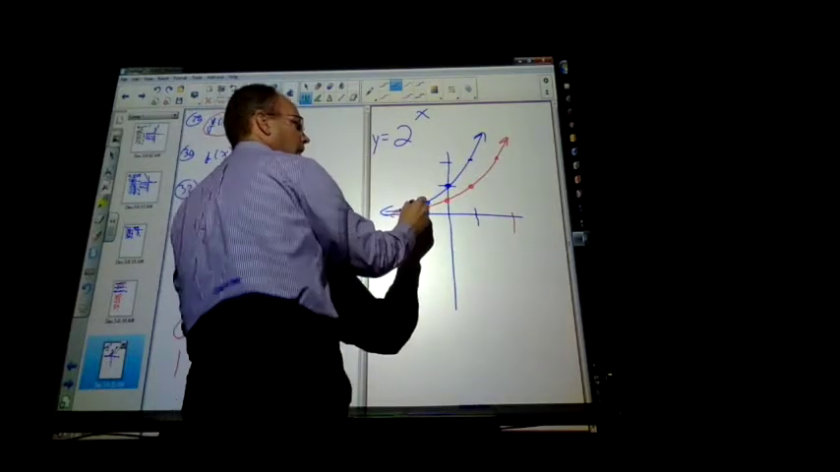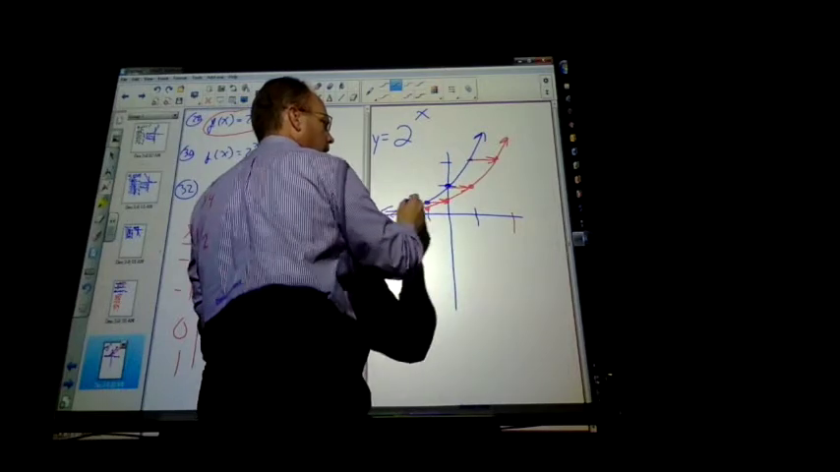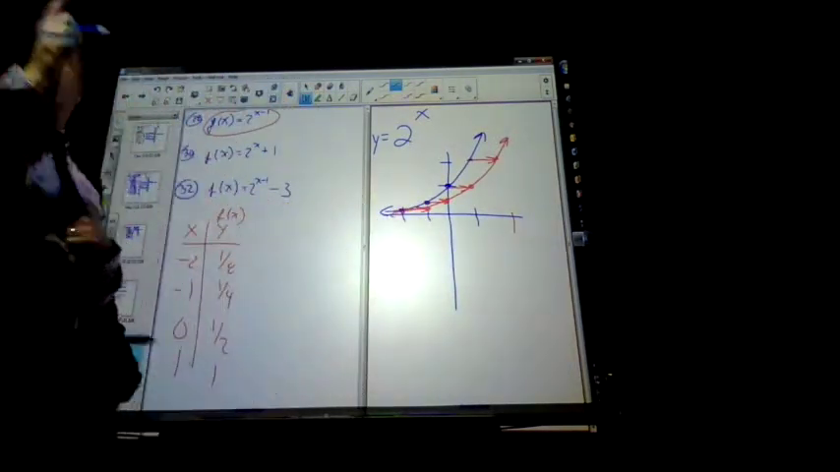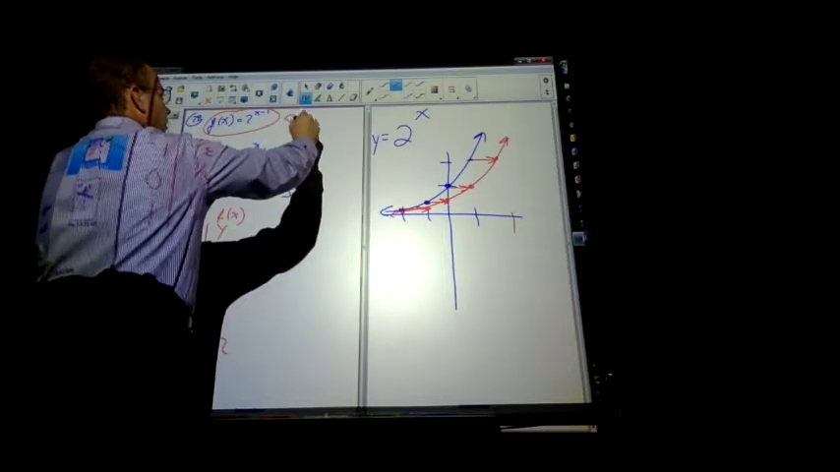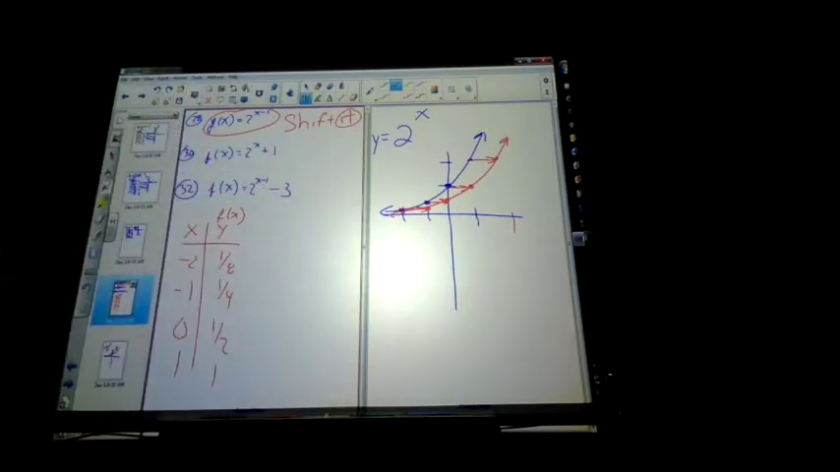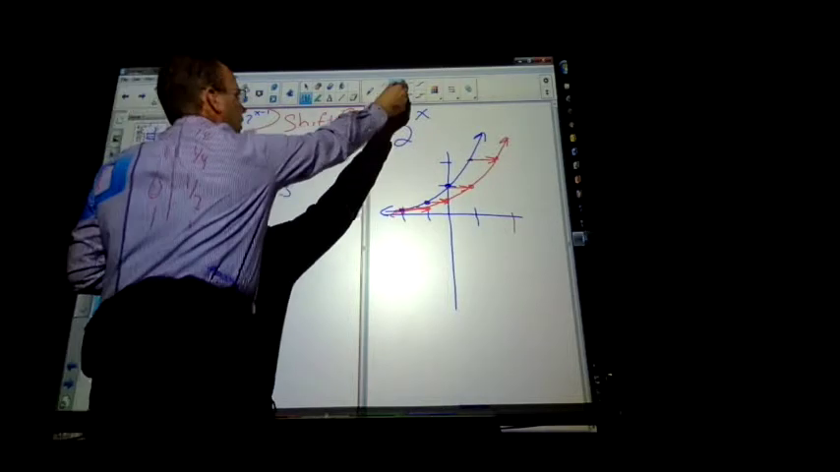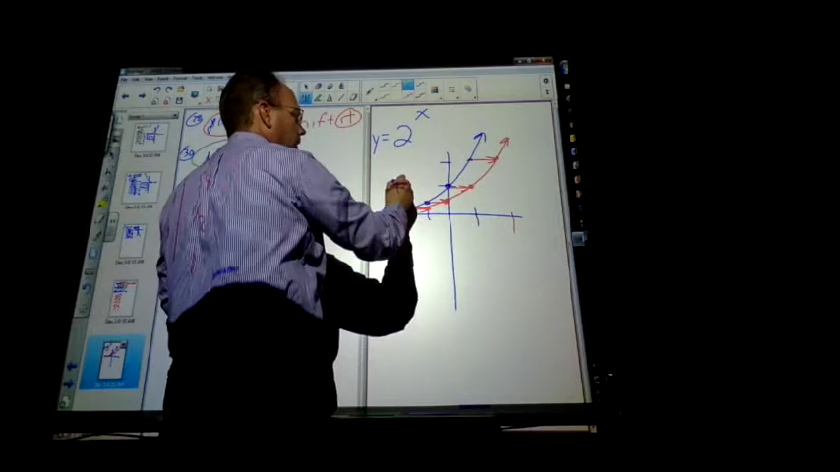So a few things to look at. I would say this point went here, this point went here, this point went here, this point went here. And so did you say shifted to the right or left? Okay, so shift right. It shifts right 1 unit. Okay? If I add 1 to the parent function, what do you think it does to the whole parent function? Yeah, each one of these points is going to move up 1.